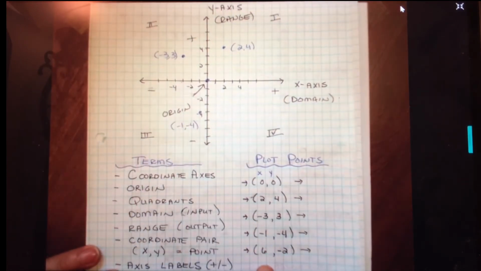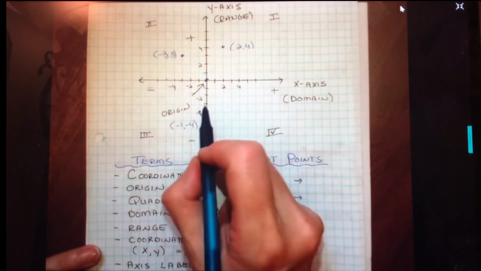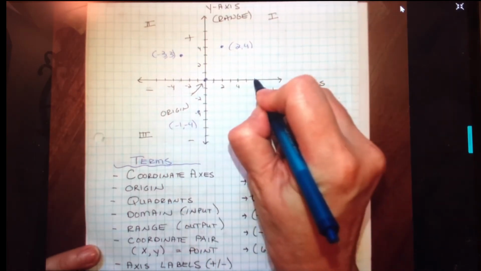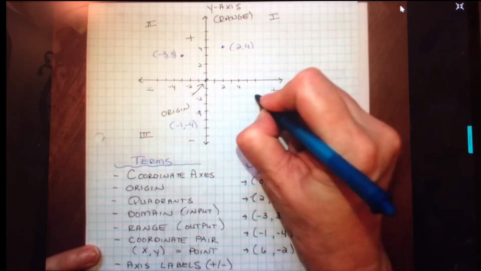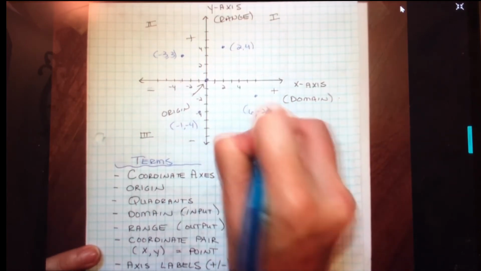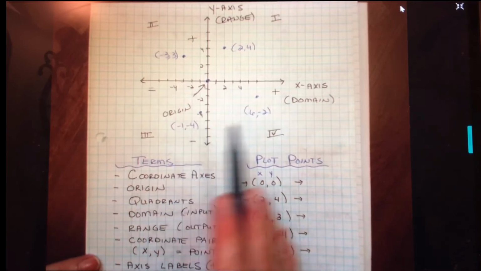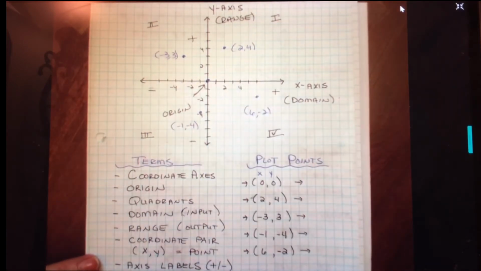And then finally, my last point, X is positive, Y is negative. 6 to the right, down by 2. So starting at the origin, 6 will be right here, and then down 2. So that puts me right there. So this was a really quick and simple exercise in point plotting once we have our coordinate plane established.